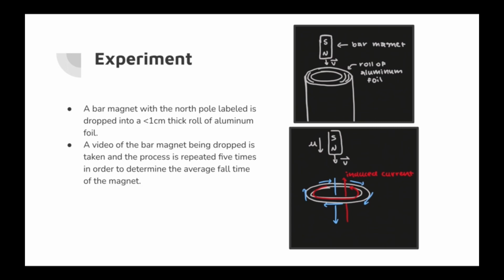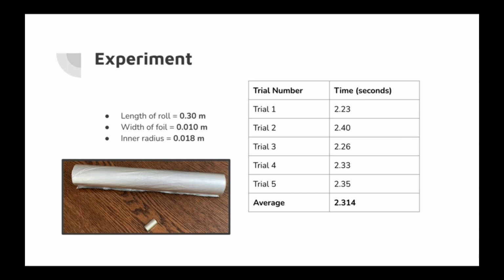The experimental design is as follows. A bar magnet with the north pole labeled is dropped into a greater than 1 centimeter thick roll of aluminum foil, as seen in the diagram. A video is taken of the bar magnet being dropped, and the process is repeated 5 times in order to determine the average fall time of the magnet. I have also included a drawing of what is happening to better understand the induced current that is being created by the bar magnet, but we will discuss this more later. Trials 1 through 5 yielded an average time of the bar magnet in the aluminum foil roll of 2.314 seconds. The measurements of the foil roll are also taken to be later used for the computational model.